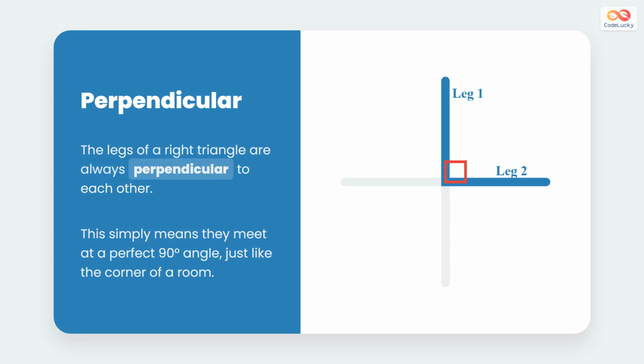Because the legs meet at a 90-degree angle, we say that they are perpendicular to each other. Whenever you hear the word perpendicular in geometry, just remember it means two lines meeting at a perfect right angle.